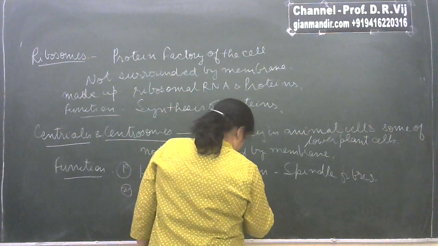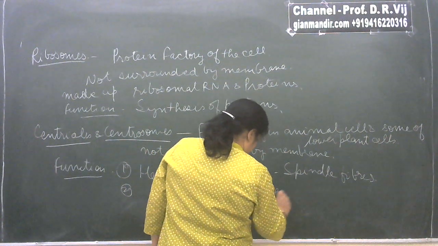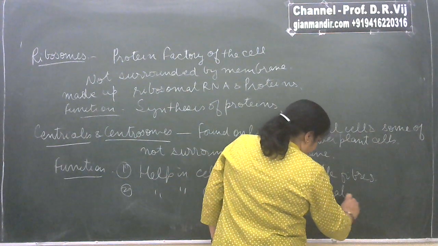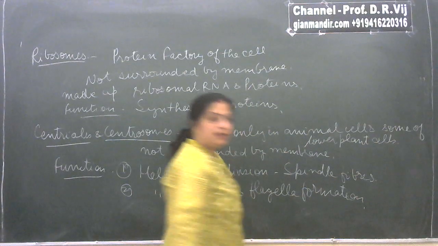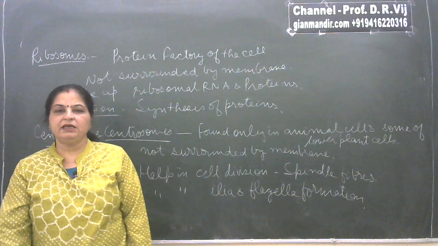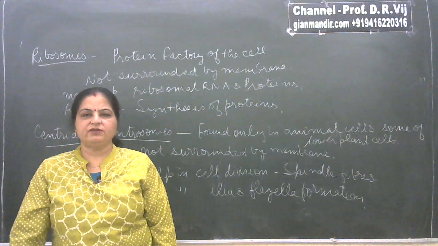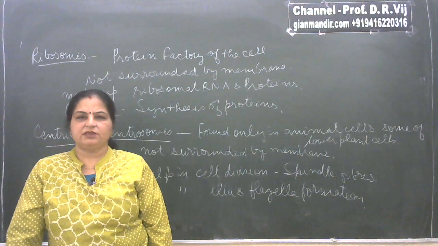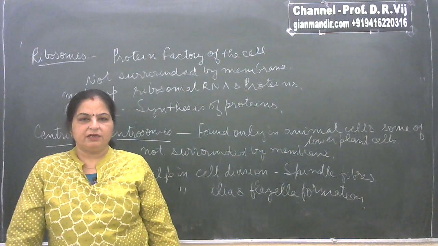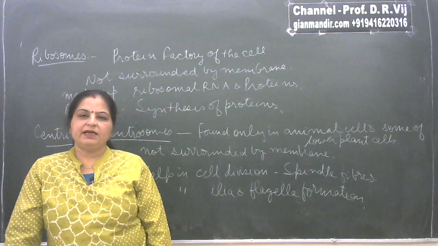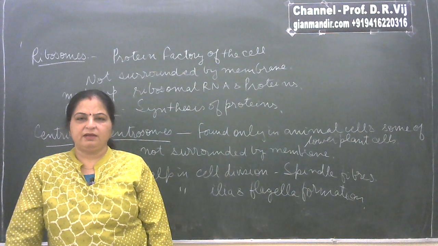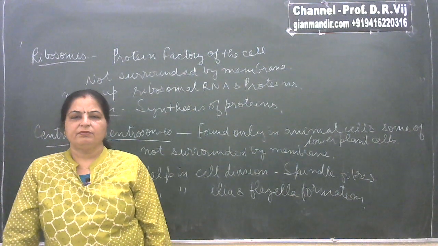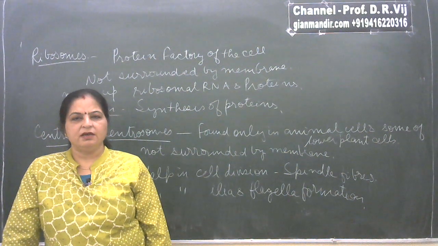And of course, they also help in cilia and flagella formation. You know, the unicellular organism like paramecium contains hair-like structures on its surface called cilia, and the euglena has a single filamentous structure known as flagella. So cilia and flagella formation in paramecium and euglena respectively is initiated by these centrosomes, right.